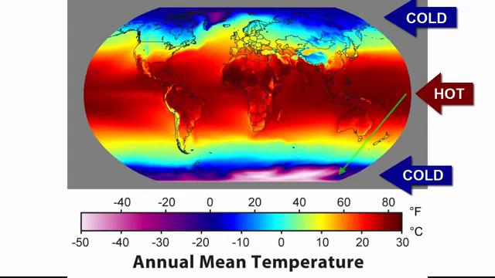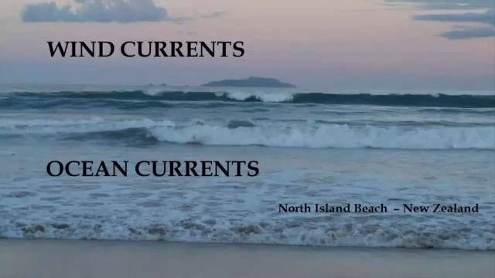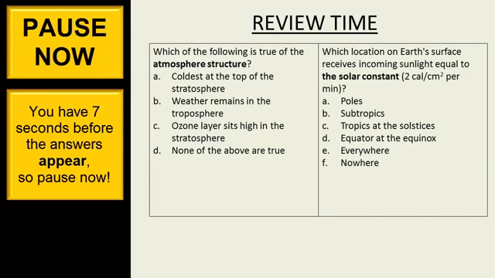What happens to the excess heat at the equator? Some of it is delivered to the poles to make up for what's lost there. What are the mechanisms for this heat transfer? Currents, moving packets of air and water. Pause now.